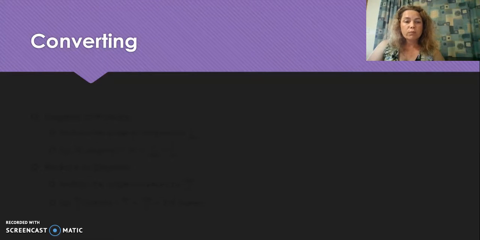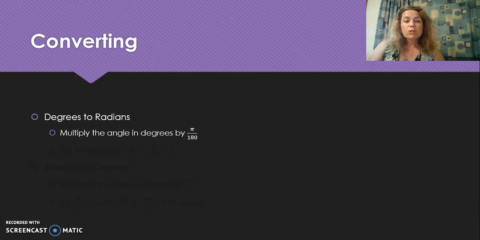So now we have to look at converting between degrees and radians. We've just worked out that pi is equal to 180 degrees, and this is the focal point when we need to convert degrees to radians or vice versa. So let's have a look. First of all, let's go from degrees to radians. We need to multiply the angle in degrees by pi on 180, because if pi is equal to 180 degrees, then 1 degree is going to be pi divided by 180.